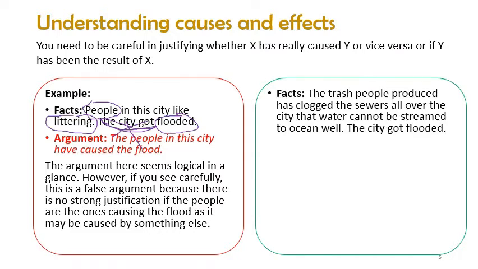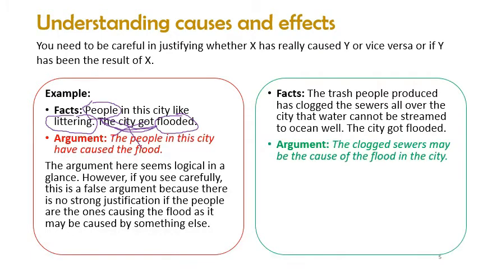But let's take a look at example number two. In example number two, we have the facts here. The first fact is the trash people produce has clogged the sewers. You see here, it's not about the people, but it's the trash that clogged the sewers. So the trash people produce has clogged the sewers all over the city, so that water cannot be streamed to the ocean well. That's fact number one. And then fact number two, the city got flooded. So the argument that we can say is the clogged sewers may be the cause of the flood in the city. Why is this a better argument?